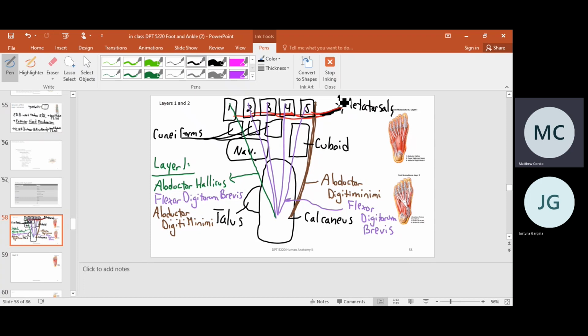All right, so layer 1: abductor hallucis, flexor digitorum brevis, abductor digiti minimi. How I remembered this when I was in PT school, way back when, was layer 1 was AFA. That's how I remember it, AFA. And I saw the commonalities between those. They all come off the calcaneus. I got 2 abductors and I got a flexor. And that's it. That's it for layer 1.